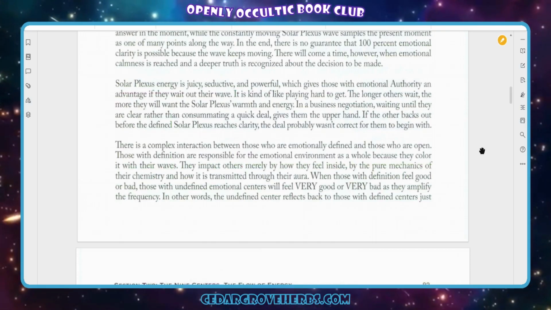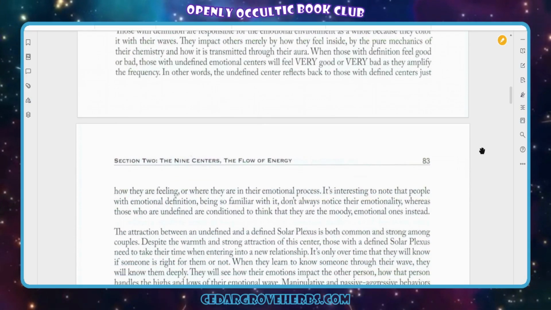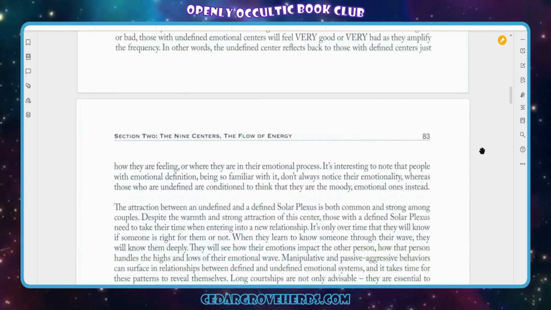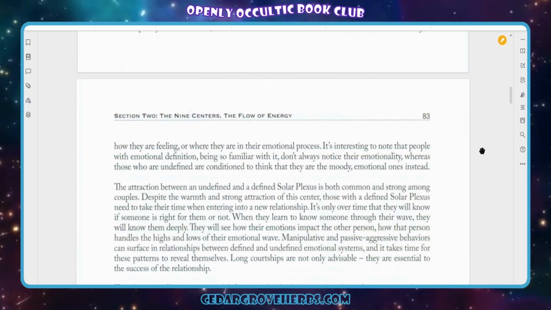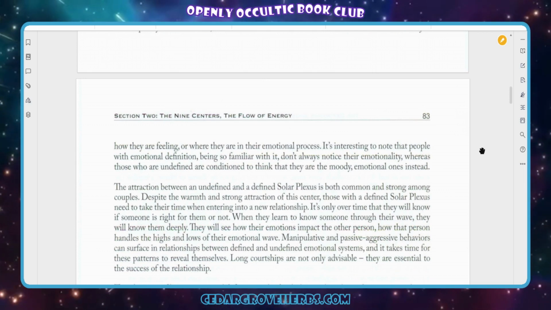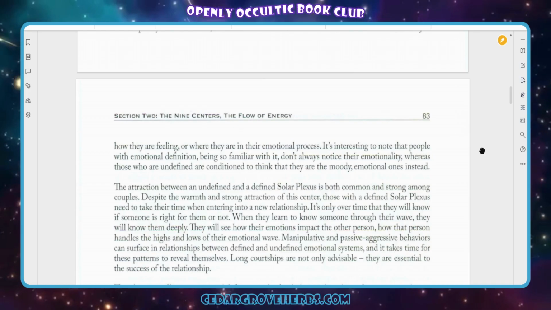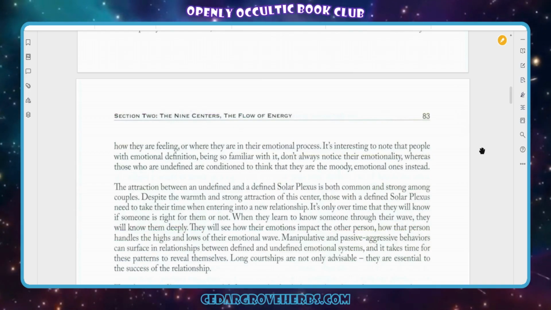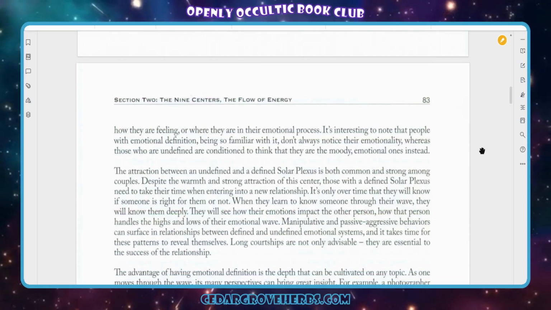In other words, the undefined center reflects back to those with defined centers just how they're feeling or where they are in their emotional process. It's interesting to note that people with emotional definition, being so familiar with it, don't always notice their emotionality, whereas those who are undefined are conditioned to think that they are the moody, emotional ones instead.